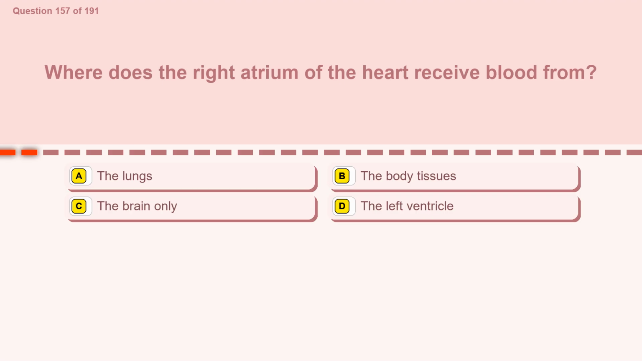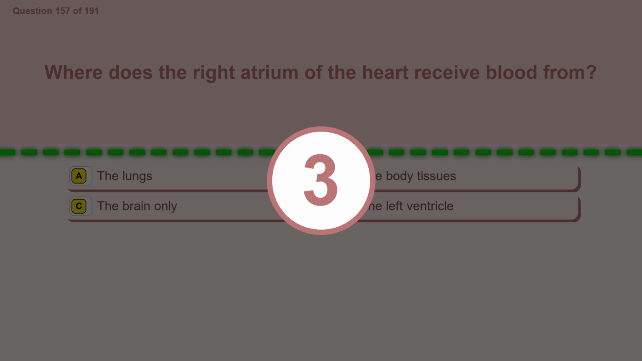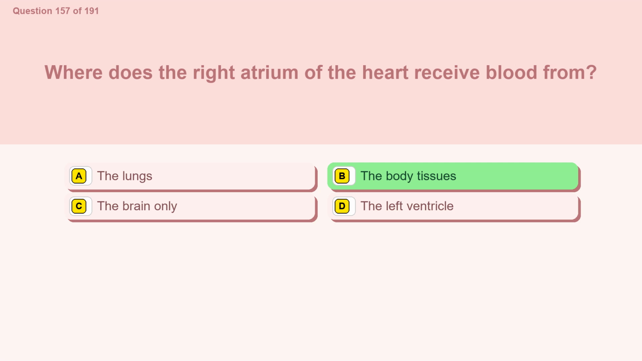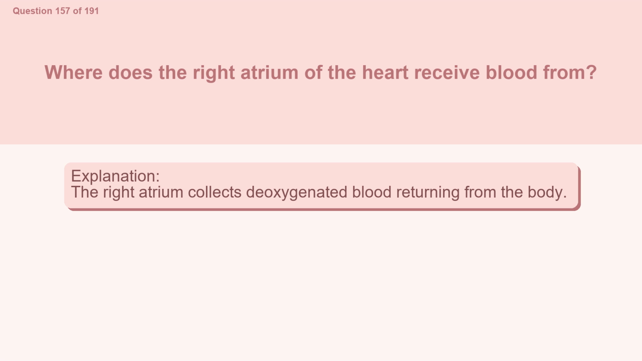Question 157. Where does the right atrium of the heart receive blood from? Option A, the lungs. Option B, the body tissues. Option C, the brain only. Option D, the left ventricle. The correct answer is option B, the body tissues. The right atrium collects deoxygenated blood returning from the body.